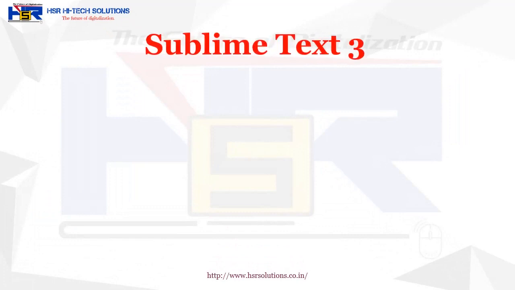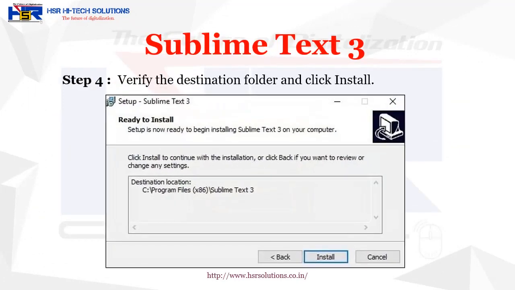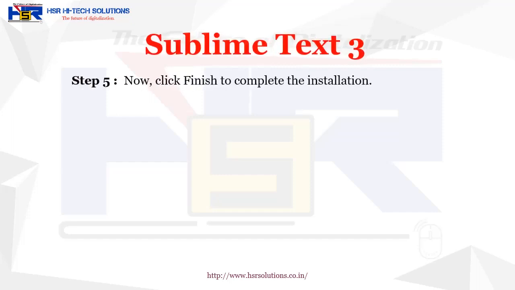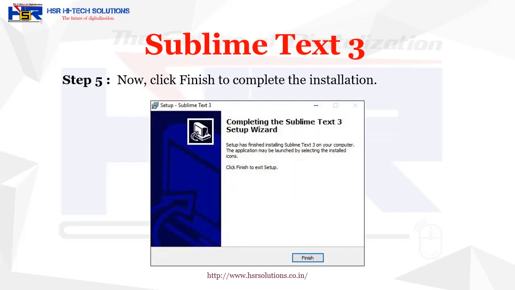Now you will see that it will ask you to verify the destination folder for the installation process. So just click on install button. Now wait until the Sublime Text 3 get installed to your system.